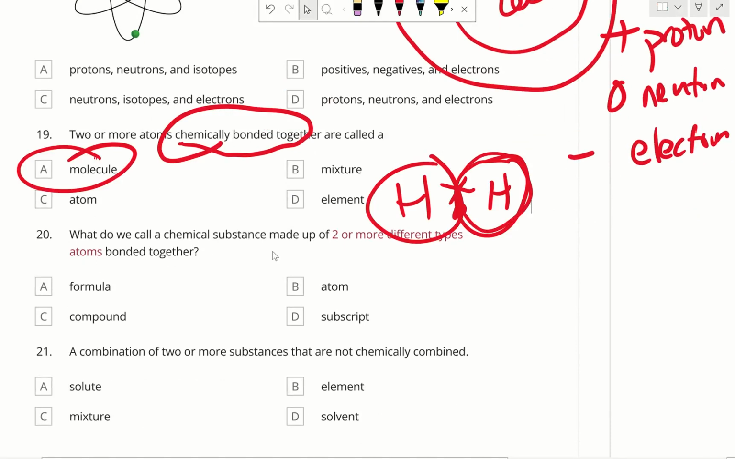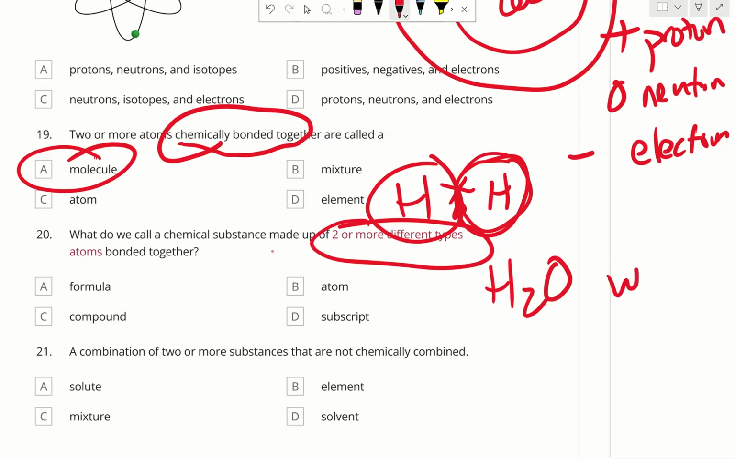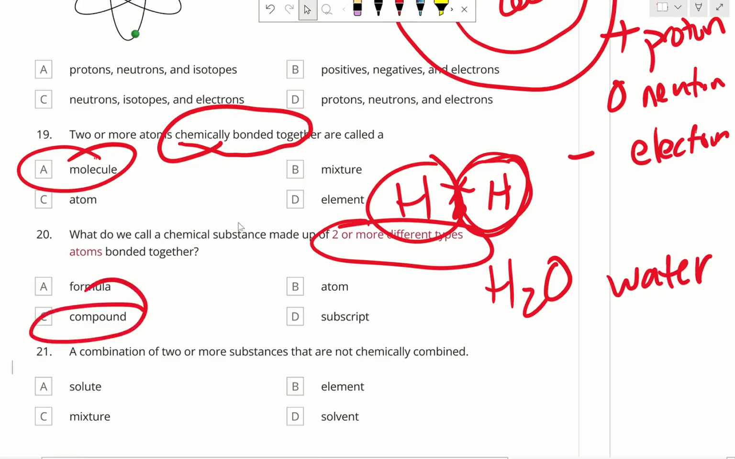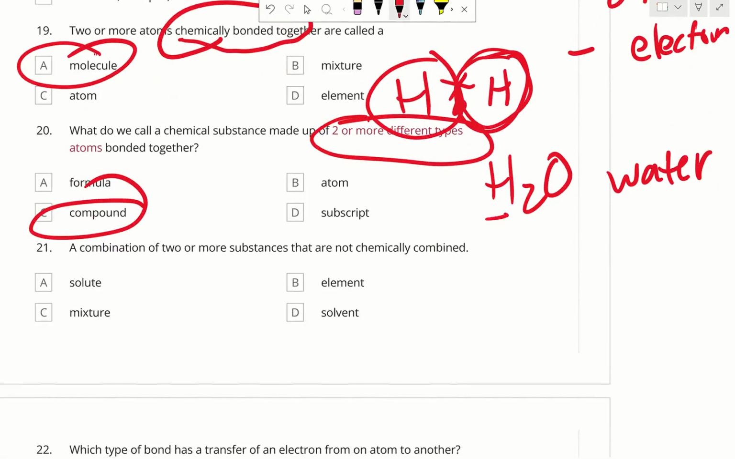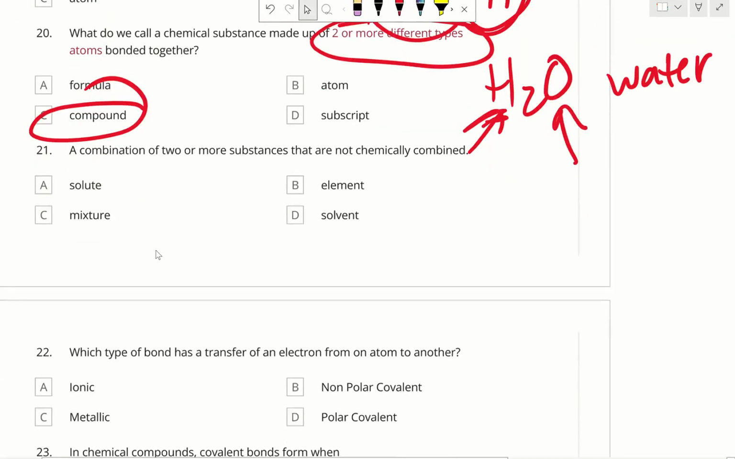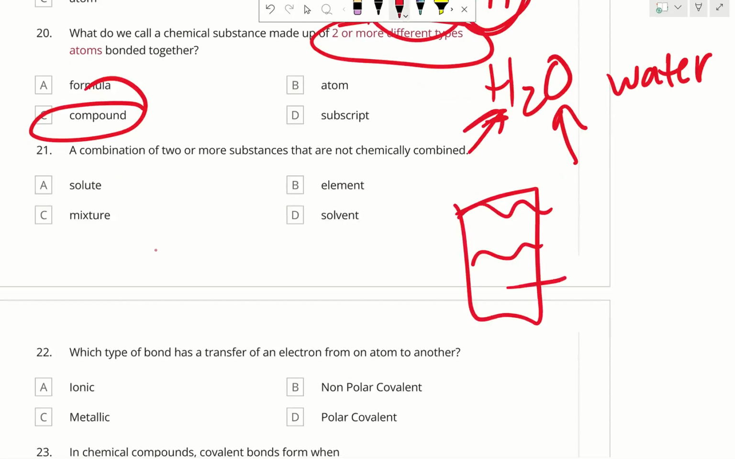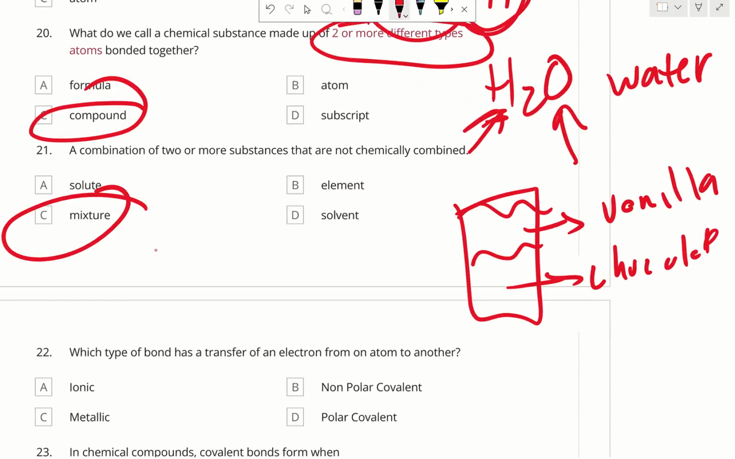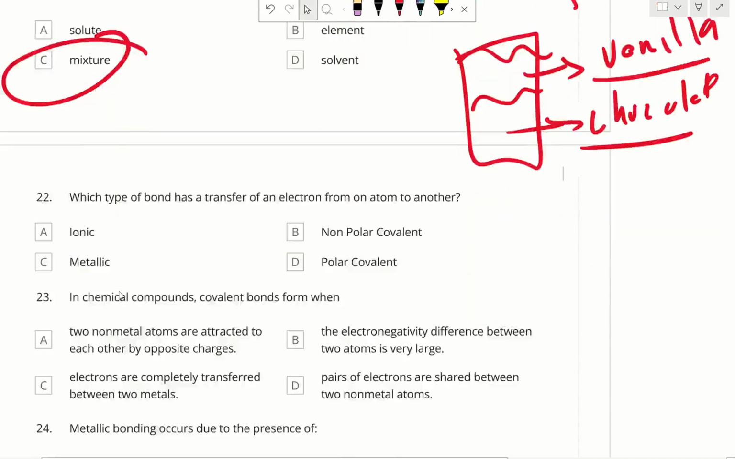What do we call a chemical substance made of two or more different types of atoms bonded together? So for example, H2O, which is water, is a compound. It has two different types of atoms. I have hydrogen and I have oxygen. 21, a combination of two or more substances that are not chemically combined. So for example, if I have ice cream, I have chocolate here, and I have vanilla here. This is called a mixture. They're a mix of two different types of substances.